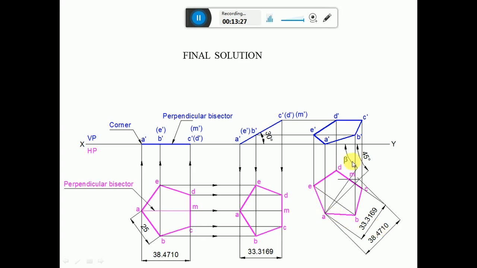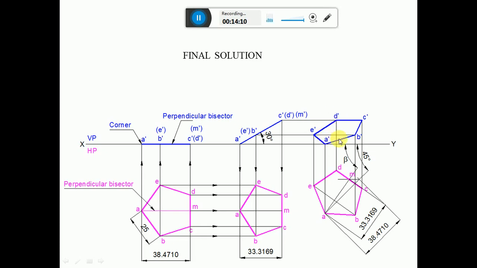Then once you reproduce the top view on this beta inclination line, you mark this as beta and you mark this angle as 45. Then you have to draw the front view. Draw a horizontal projector from A dash and draw a vertical projector from A to intersect at this point on the XY line. So you mark that point as A dash. Draw horizontal projectors from B dash and E dash and draw vertical projectors from B and E to intersect at this point and this point. Similarly, draw horizontal projectors from C dash and D dash and draw vertical projectors from C and D to intersect at C dash and D dash.